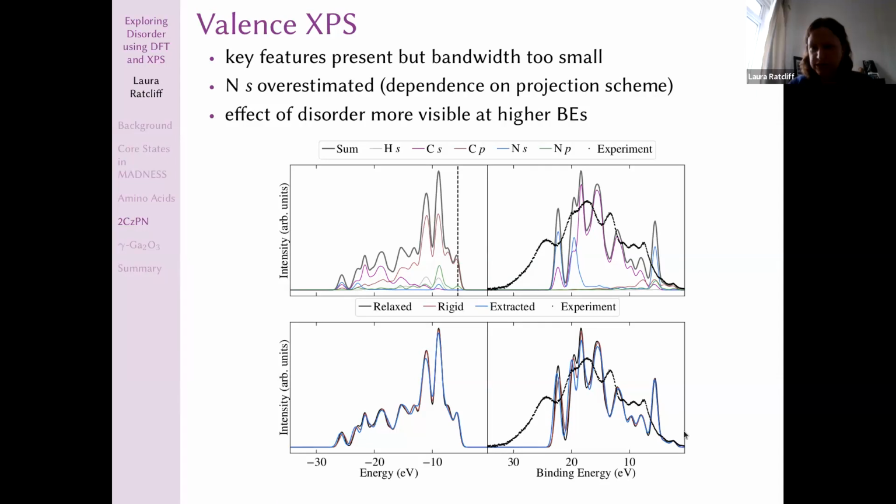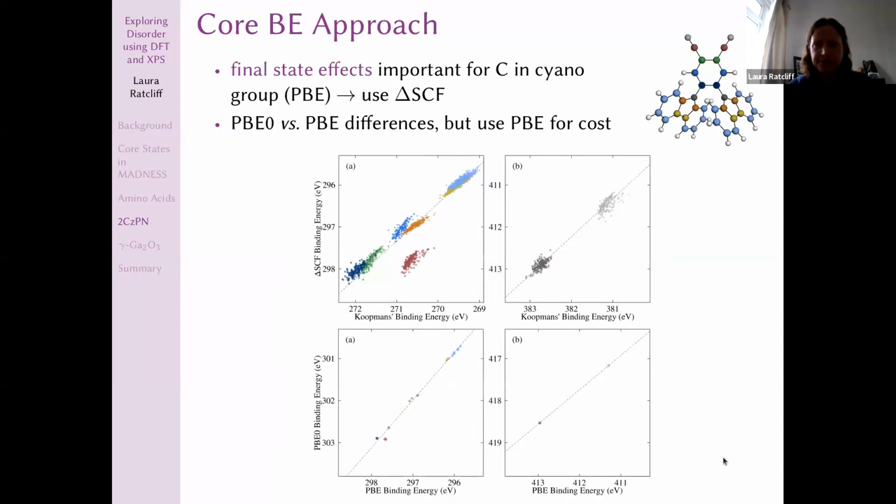More interestingly, we also looked at the relaxed compared to the rigid, compared to the extracted molecules. And we can start to see at the higher binding energies some of the effects of disorder. So we get bigger differences between the relaxed molecule and the average over the extracted molecules, which is in blue. But in the valence XPS, it's pretty hard to disentangle these effects and understand what's important. So this is why the core XPS is also useful to look at.